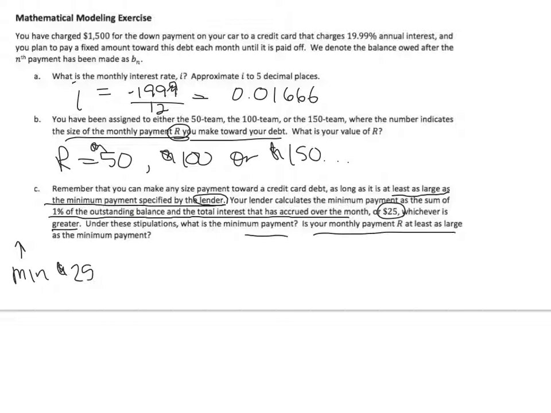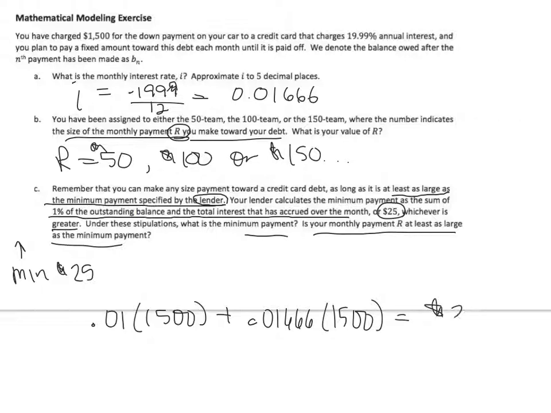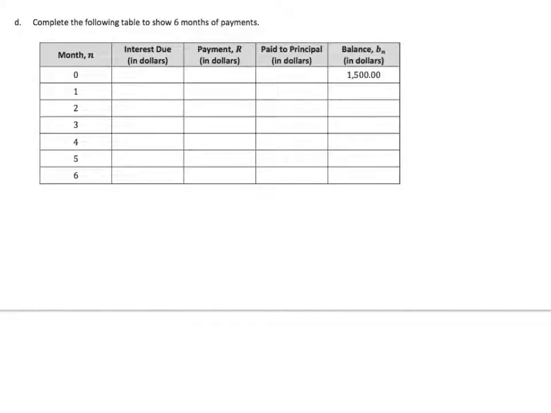Under these stipulations, what is the minimum payment? Is your monthly payment R at least as large as the minimum payment? The minimum payment for our example is 1% of $1,500 plus our interest on $1,500, which is 39.99. That's our minimum monthly payment on the credit card. This value is greater than the $25 minimum. Cool? Cool.